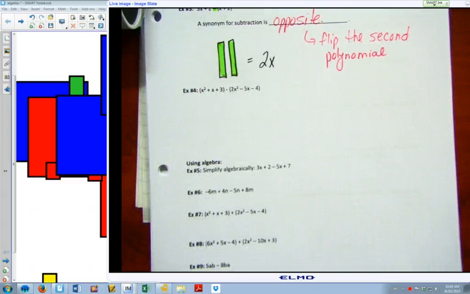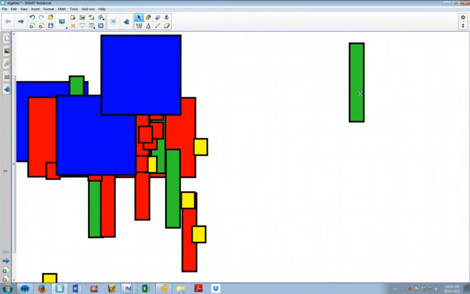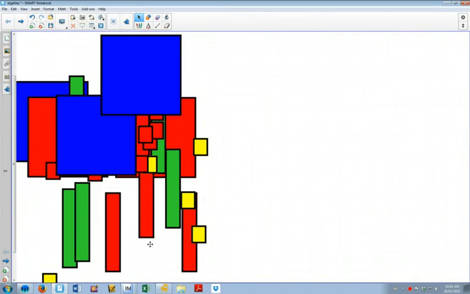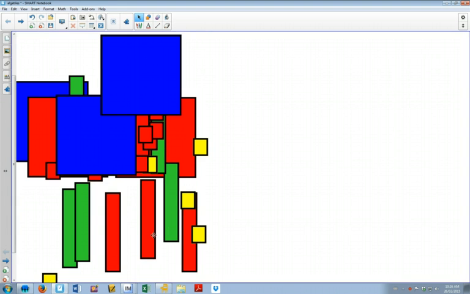Okay, number 4 is as hard as they're going to get. 2 trinomials. Okay, don't panic. We just put out the tiles to begin with. So show me x squared plus x plus 3. Just the first one for now. You're just laying out the tiles for x squared plus x plus 3.